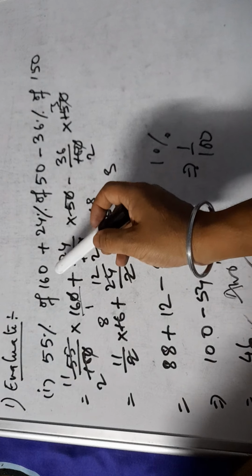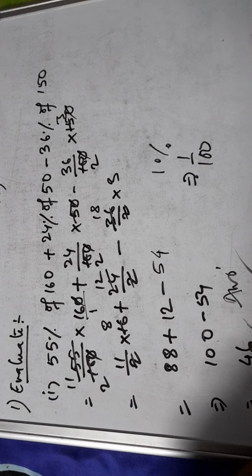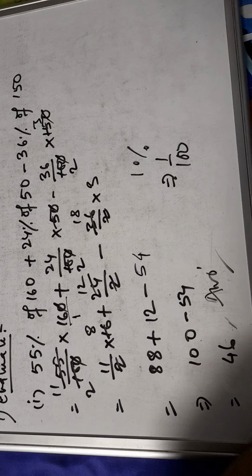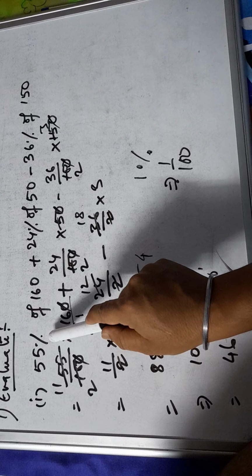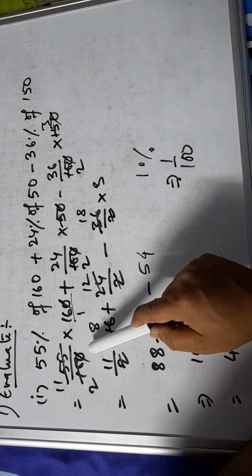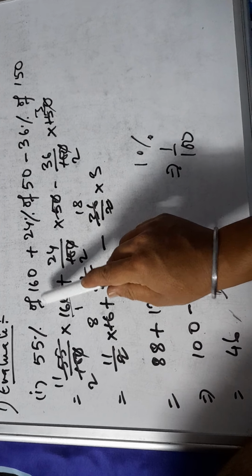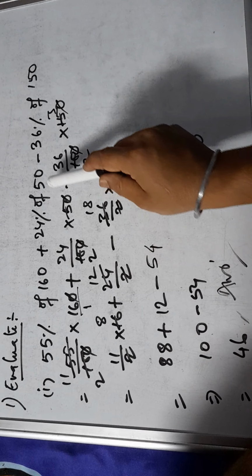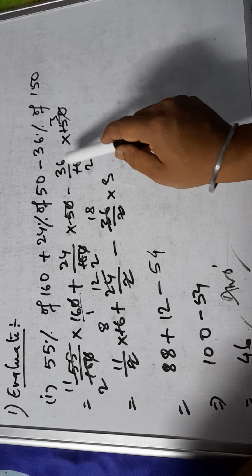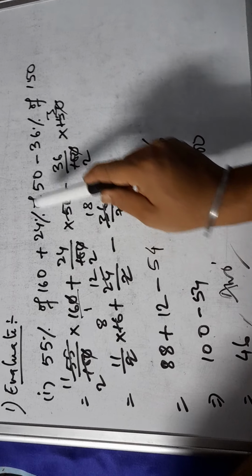In the format of the BODMAS rule, you know what 'of' means here. Of means it is a multiplication. So 55% is converted into a fraction as 55 by 100. Percent into, that is of, means into 160, plus 24%: 25 by 100 into 50, minus 36%: 36 by 100 into 150. So 'into' came from the word 'of'.